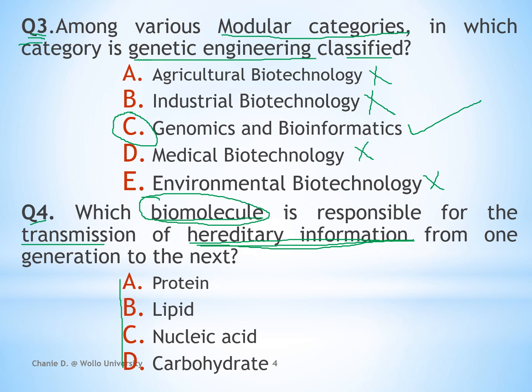The other biomolecule is carbohydrate, which is used to store immediate energy. For example, glycogen for animals and starch for plant energy storage. Carbohydrate is also used as a structural unit. For example, the cell wall is composed of cellulose. So based on this description, the biomolecule responsible for hereditary information is nucleic acid. Again, C is the correct answer for question number 4.